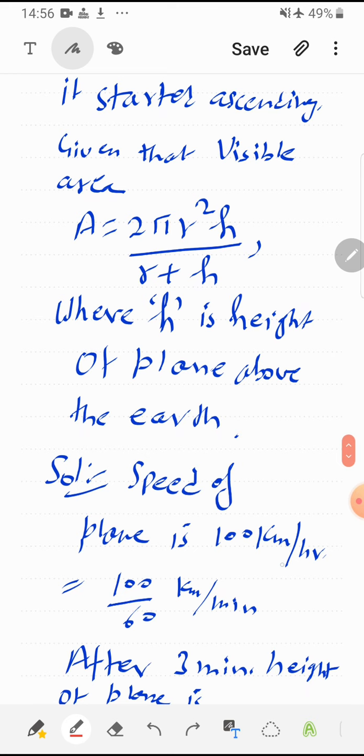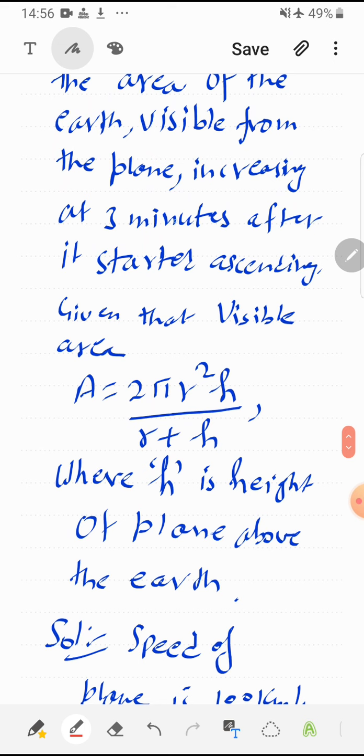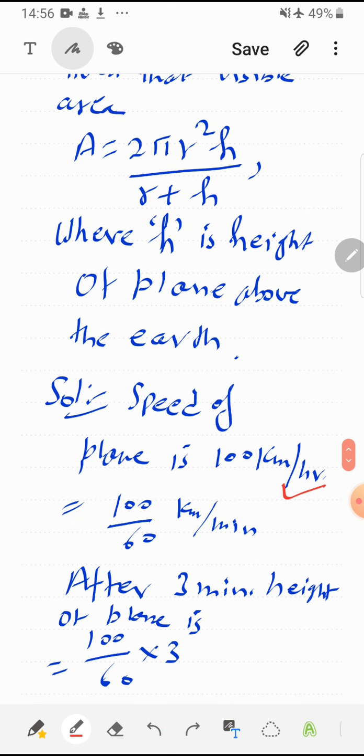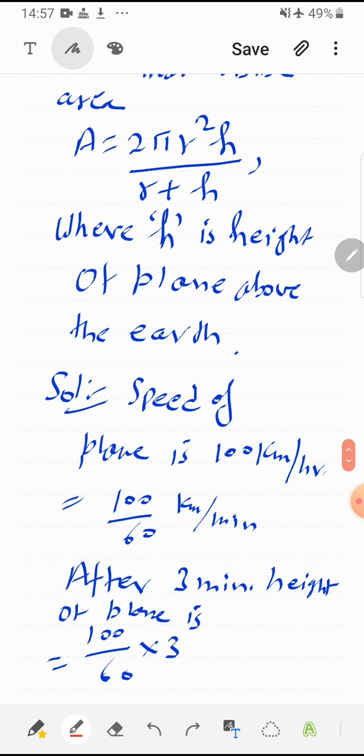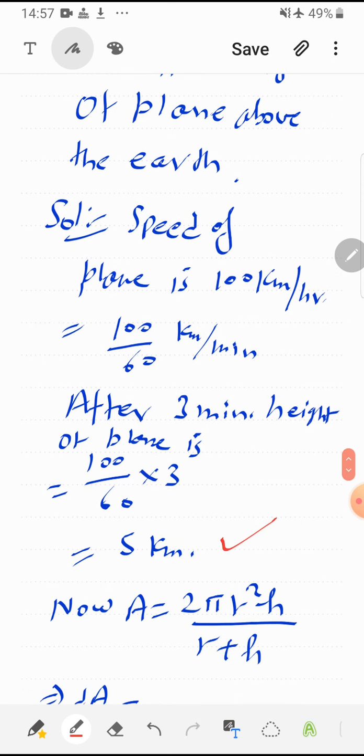Now first of all, speed is given to us in per hour and time is given in minutes. So what I am doing, I am finding the speed in minutes by dividing it by 60. Also let us find the distance in 3 minutes, so it is speed into time, so distance will be 5 km. That means after 3 minutes the plane will reach the height of 5 km.